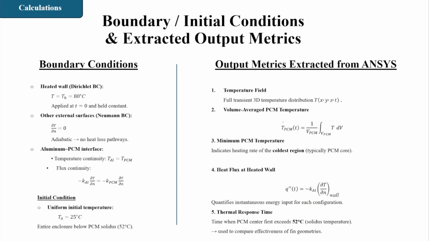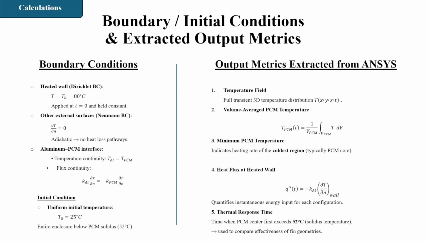A couple of other things that we can look over here is that the boundary conditions enforce the heated wall, the insulated outer surfaces, and continuity of temperature and heat flux across aluminum PCM interfaces. So the enclosure begins at 25 degrees Celsius everywhere at time zero. The heated wall jumps to 80 degrees and stays fixed at that point, and all other surfaces are adiabatic. Energy transfer happens only through conduction across the aluminum PCM interfaces.